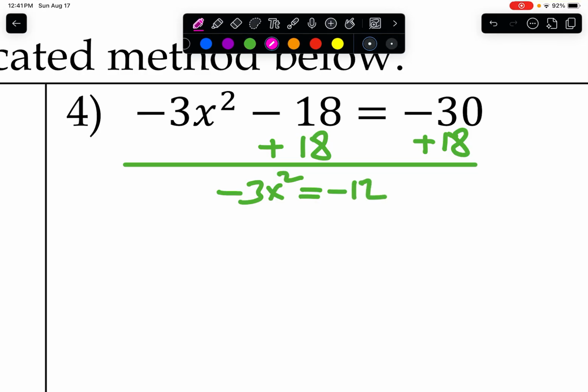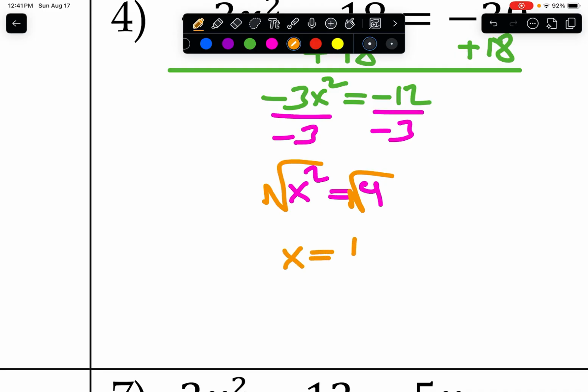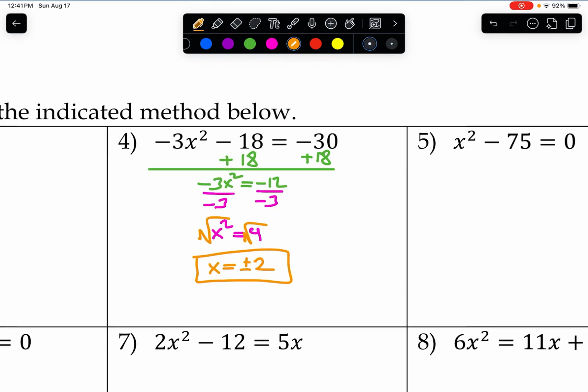Next, you're going to divide by negative 3, which is going to give you x squared. It's going to equal positive 4. Now, once again, we need to take the square root of both sides. And then because we're doing the square root, you need to include both the positive and the negative of that square root, which in this case is a perfect square, which is just 2. So x is plus or minus 2.